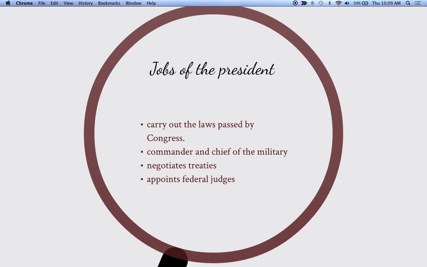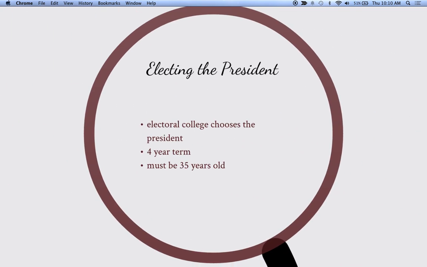The president is the guy that negotiates treaties. So he's the guy at the table. If we're at war with another country, he'll sit down at the table and try to come up with an agreement to end the war and those types of things. One of the other jobs that he has is that he appoints federal judges, which means he gets to pick who's on the Supreme Court if there's an empty seat. So if somebody retires or dies, the president's job is to pick somebody to replace that person. So there you have the jobs of the president.